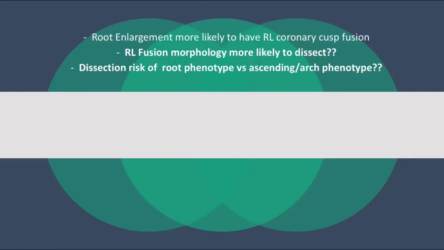So does this matter at all, and who cares? I'm not sure this information is all that useful from a clinical standpoint. At this point, I'm not really sure we know that those with a fusion of the right and left coronary cusps are going to be more likely to dissect than with other valve types. And I also don't think that we can say confidently that those with a root phenotype who are dilated are more likely to dissect than those with an ascending or arch phenotype who are dilated. I don't think the data is robust enough.